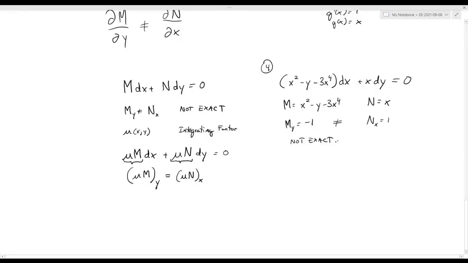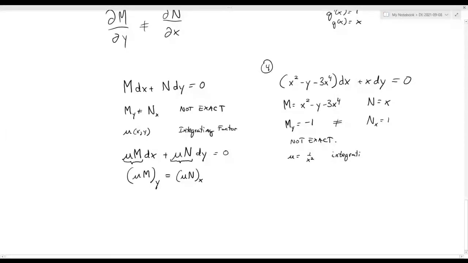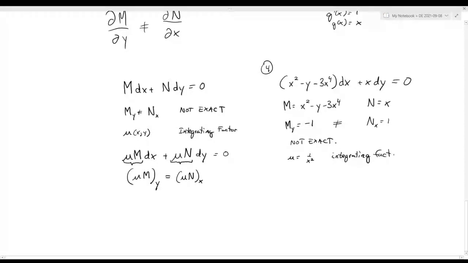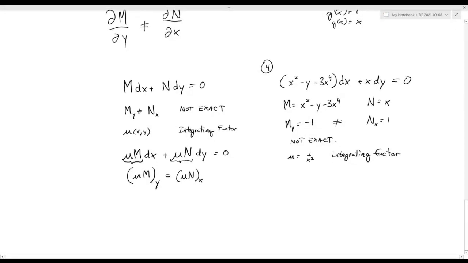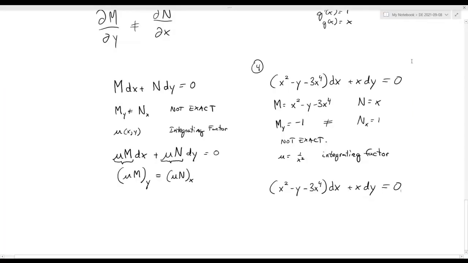My claim is that if I were to multiply both sides by 1 over x squared, this is going to be my integrating factor. And again, I'm not telling you how I got it. I just want to show that it works if you're able to find this integrating factor. Its job is to multiply both sides of the differential equation so that it does become exact. So you multiply both sides by 1 over x squared.